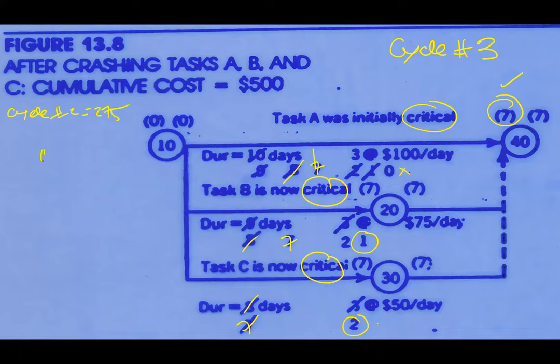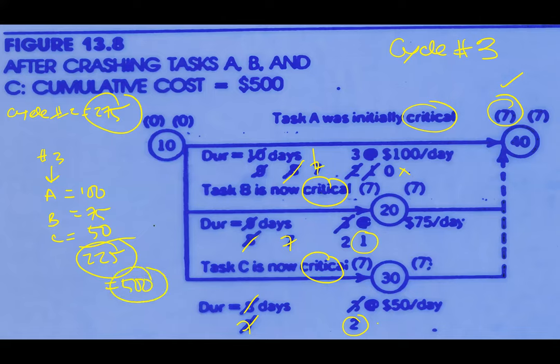Now in cycle number three, A, B, C. A is 100, B is 75, and then C is 50 ringgit. When you add those things together, 225 with 275, they become 500. So what could be the new cost? Remember the original cost is 5,000.